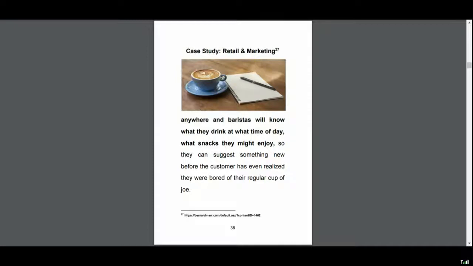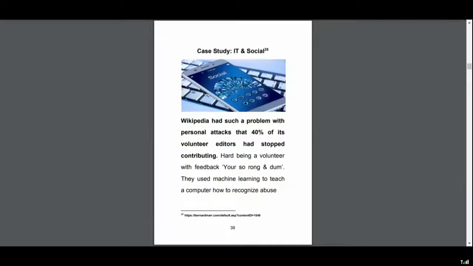Now, the example here is too often this data is held in the marketing department or the data department, and as a result, doesn't get out to the front line quickly enough. And this is an example of how using these tools, we can actually get it out to the front line as quickly as possible.